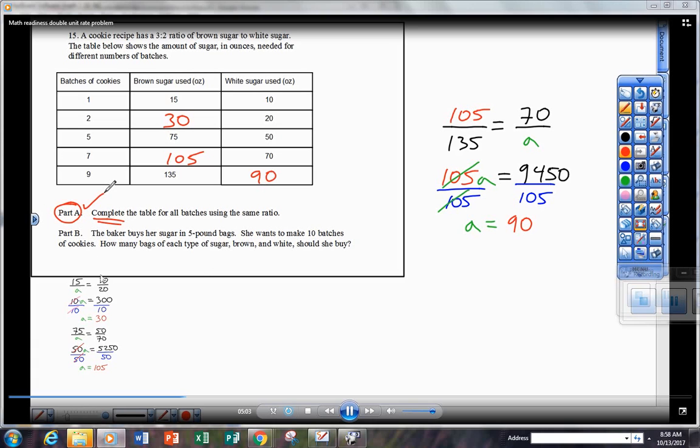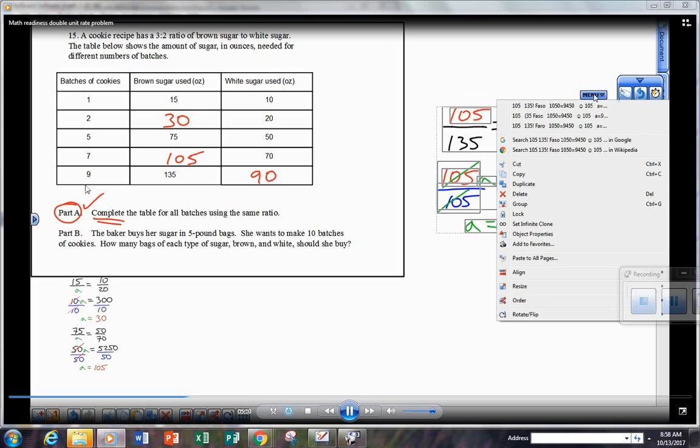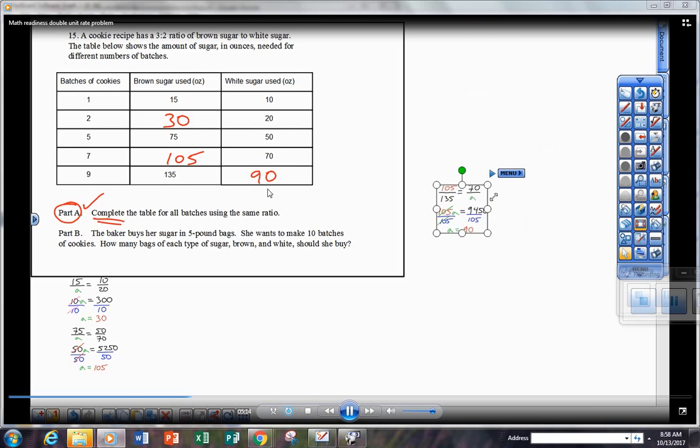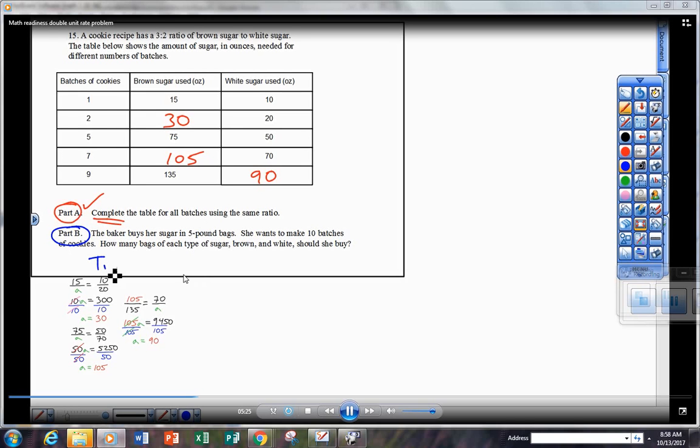Part A. Part B is the hardest part on the whole test, I believe. They want you to go down to the 10th batch of cookies and find out how many ounces you're using, and then use that unit rate to change from ounces to pounds, and then know that 5 pounds equal to 1 bag. So there's some conversions here that we're going to practice next week, but this is just a little glimpse of what we're going to be doing. So my conversions are tough.